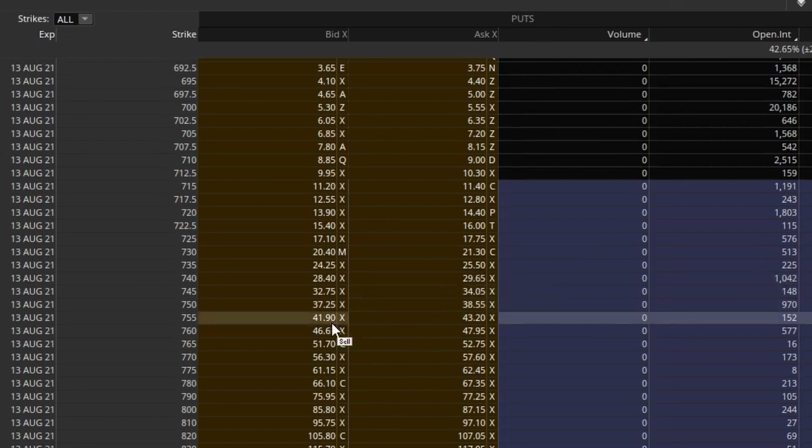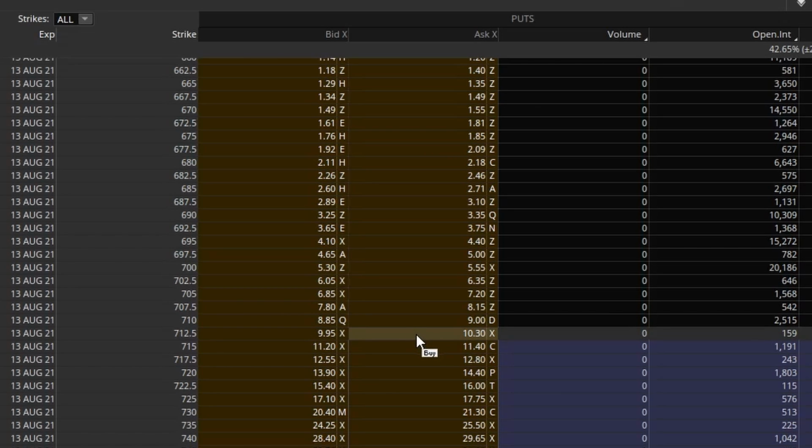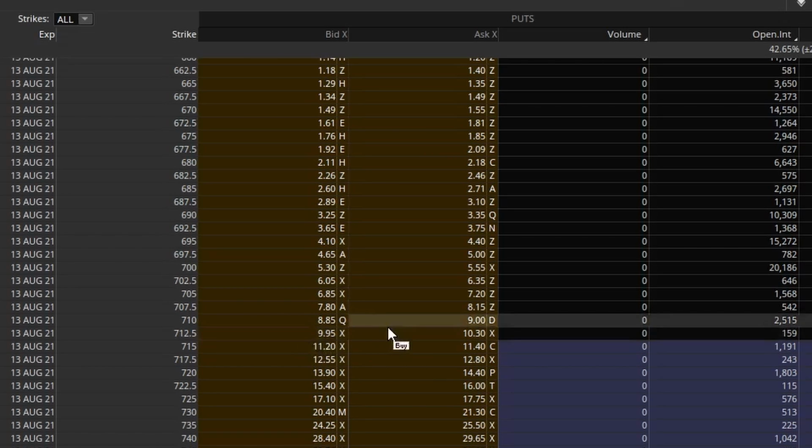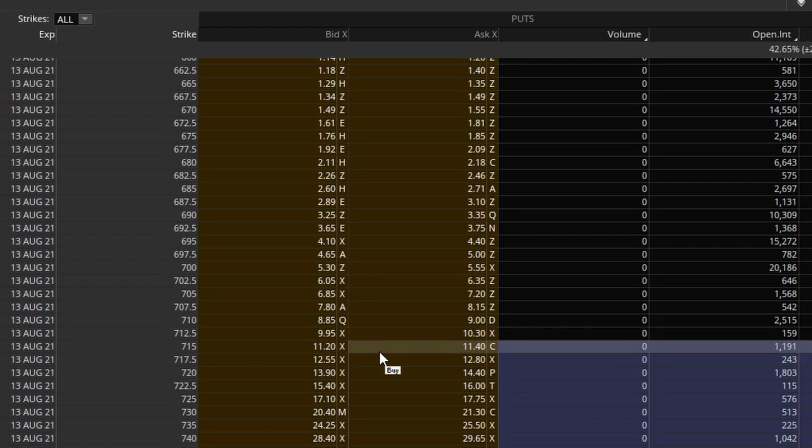So same thing for the puts side. For the put side, for at the money, you can either pick 712.5 or 715. So which one will you pick over here? You can probably pick the 715, because if you look at the open interest, one is 1,191 while the other one is 159 contracts only. So obviously you'll pick the 715 for at the money.